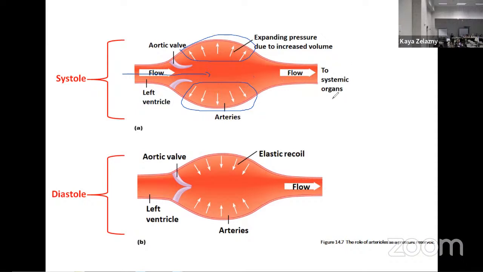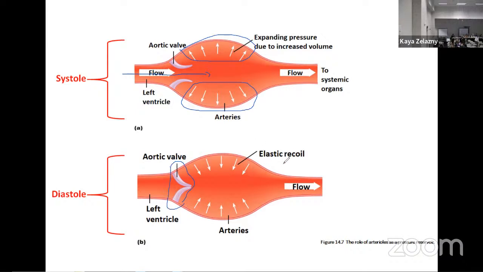Some of that blood is still going through to the systemic organs, of course. Both of these things are happening at once. During diastole, while the heart is resting and relaxing and refilling with blood, we don't want blood to go back, right? So those aortic valves, those semilunar valves, are now closed. So we have no backflow of blood because of the closure of the aortic valves.